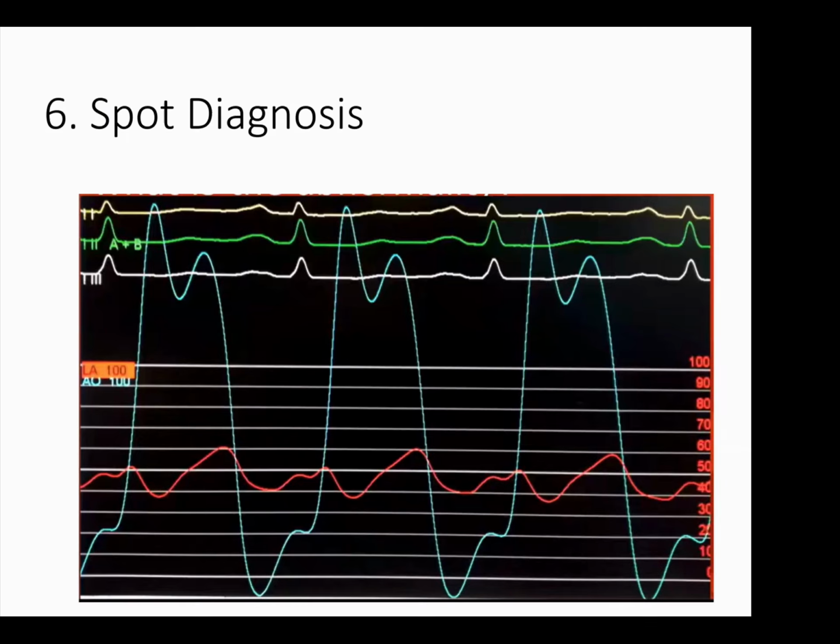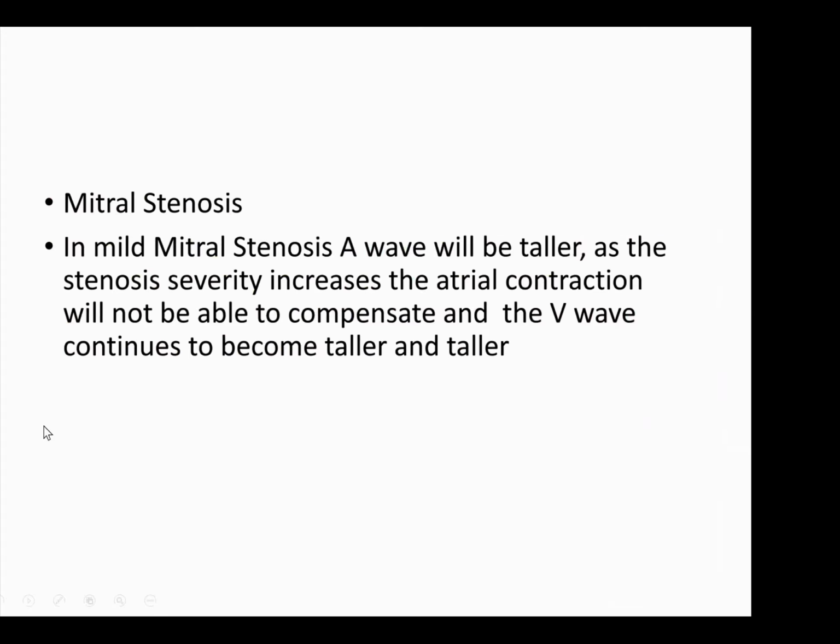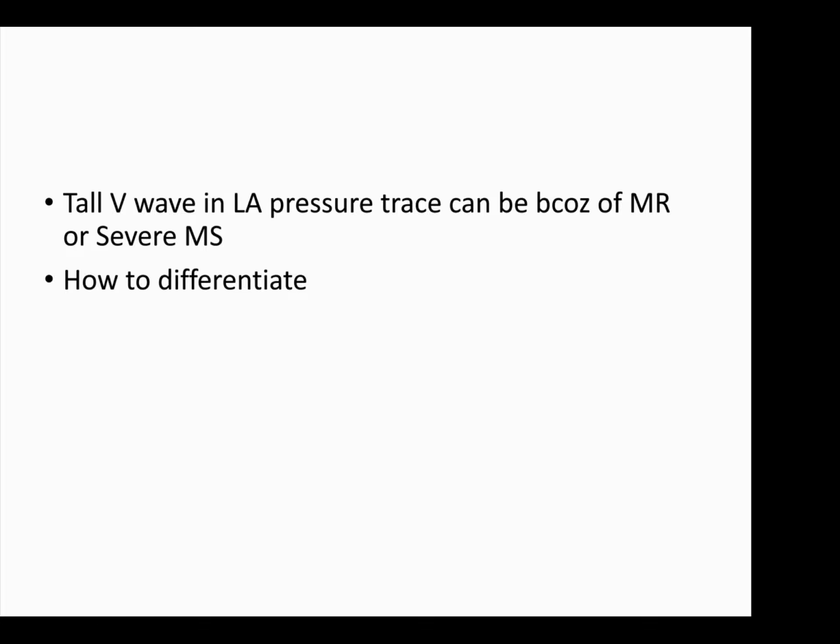So in both mitral stenosis and mitral regurgitation, the V wave will be prominent. There will be a large V wave. Then how can you differentiate whether there is associated mitral regurgitation or not? That I am going to teach you. So in mild mitral stenosis, the A wave will be taller. As the stenosis severity increases, the atrial contraction will not be able to compensate. The V wave will become taller and taller. So a tall V wave and LA pressure can be because of the MR or severe MS.